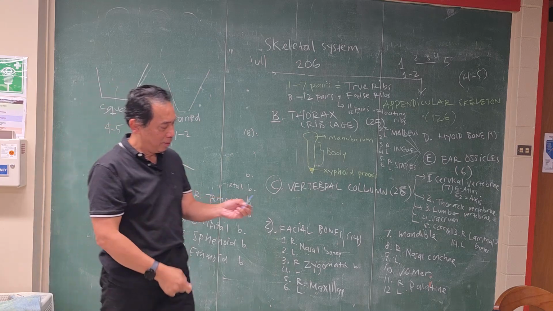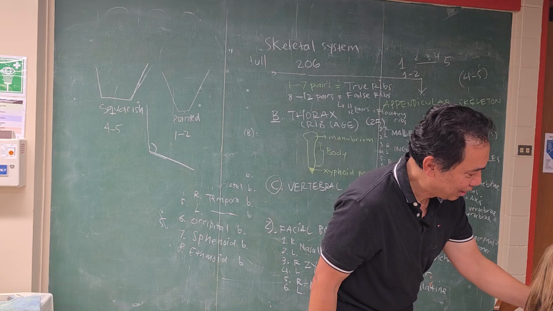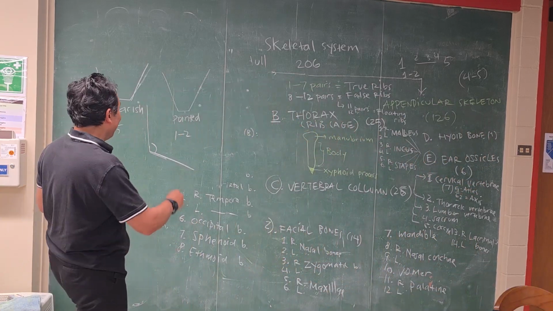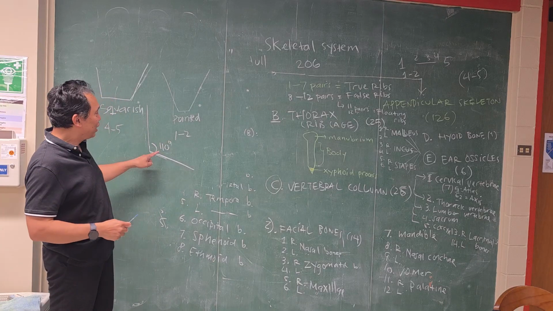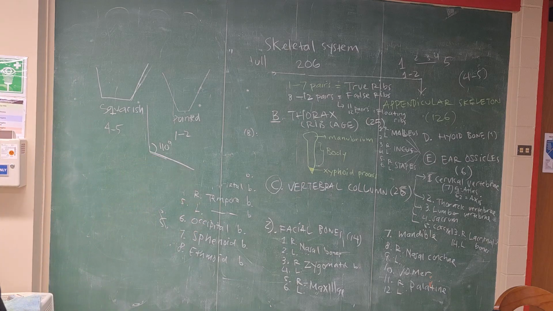100. What is the number here? 110. 110. So according to my measurement, this is 100 degrees. My bone. So you have to measure your own bone.